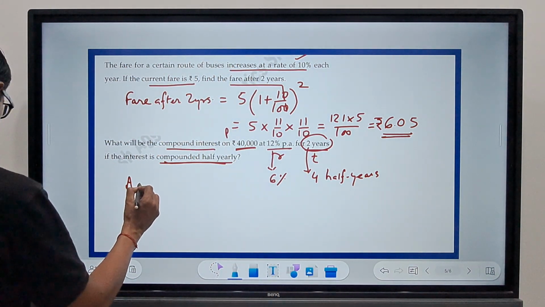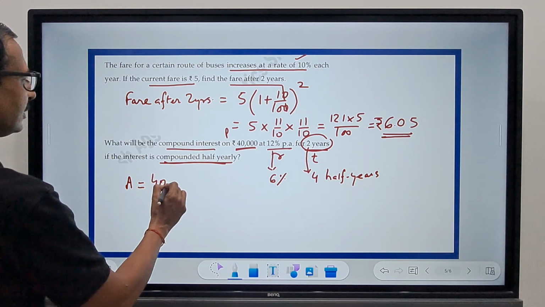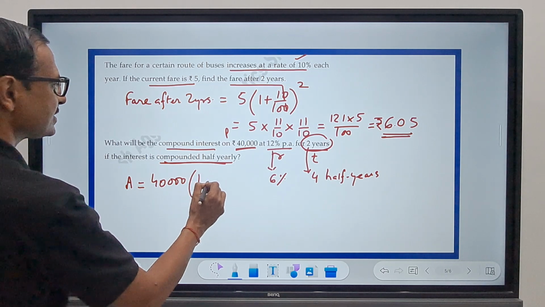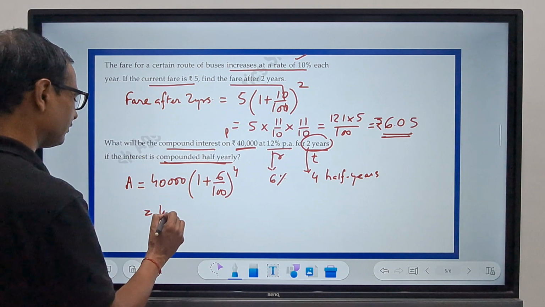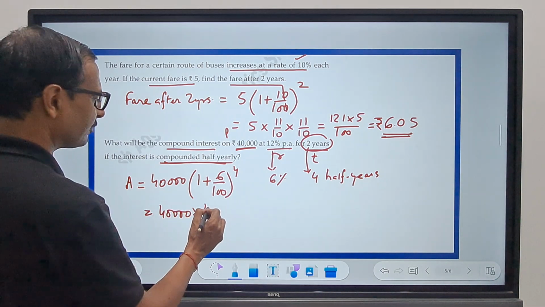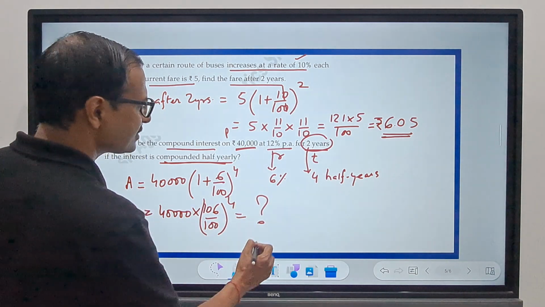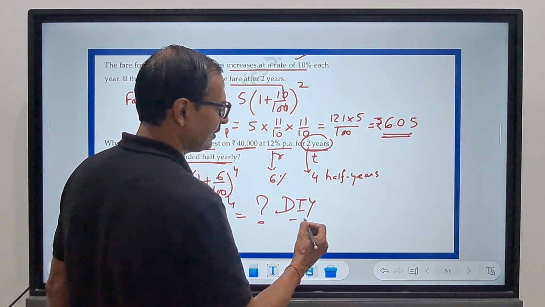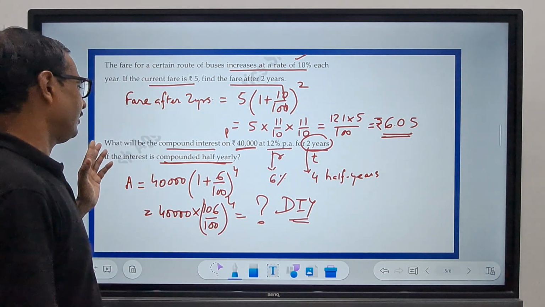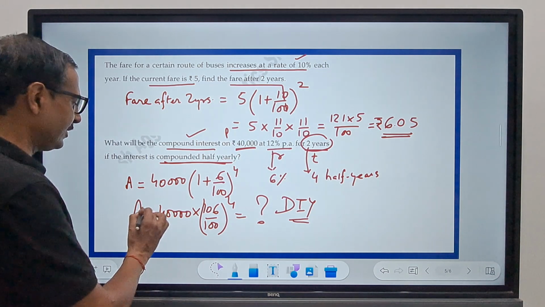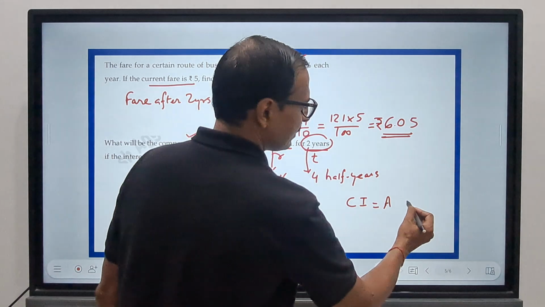The amount will be P, which is given in the question as 40,000 times 1 plus R, which is 6% now, raised to power 4. And now this is just a calculation which you have to do, like 106 upon 100 raised to power 4. I'm leaving it to you as a DIY. Let me know in the comments what the answer is for this particular question. What will be the compound interest? Whatever you get here is the amount. So the compound interest will be amount minus principal.